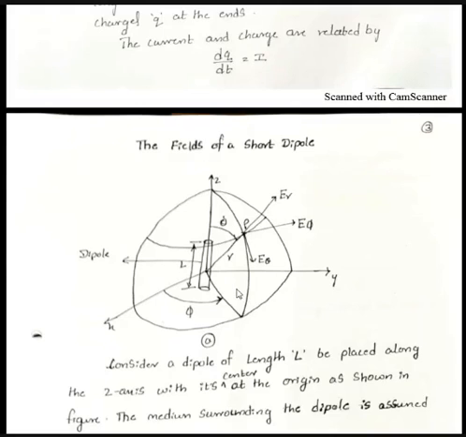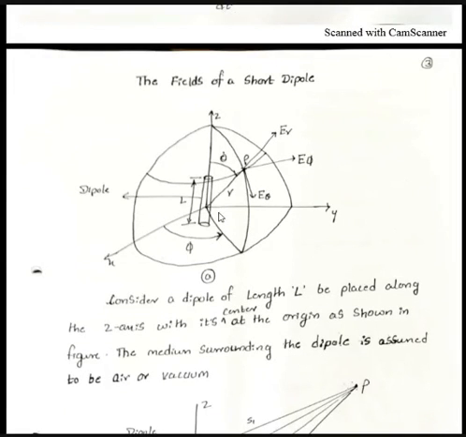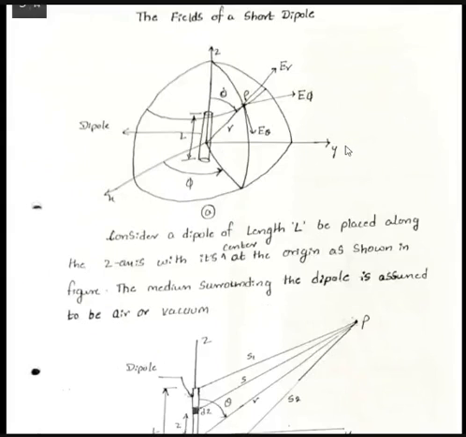Now, let us consider a dipole of length L placed along the z axis and perpendicular to the y-axis and the x-axis. Here phi is your azimuth angle, which is in this direction. Theta is your polar angle. There is a point P at a distance R, at which three fields are present: the electric field in the direction R, E theta and E phi. The medium surrounding the dipole is assumed to be air or vacuum.